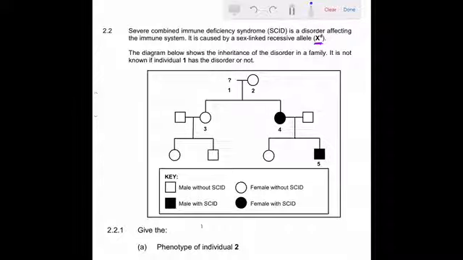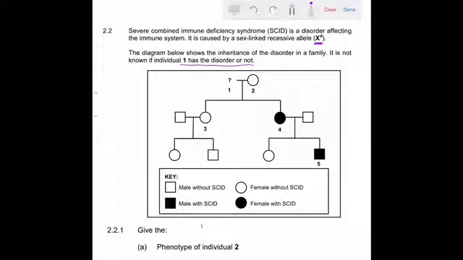The diagram below shows the inheritance of the disorder in a family. It is not known if individual 1 has the disorder or not. The fact that they've pointed this out to you should give you a clue that there's probably going to be a question in which you have to do a test cross and work backwards to work out what the genotype or the phenotype of individual 1 is.